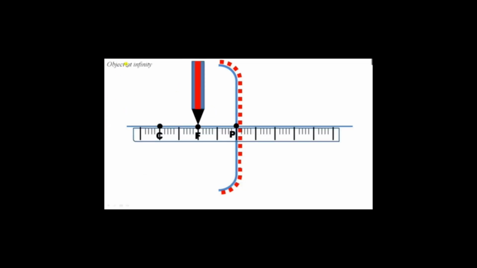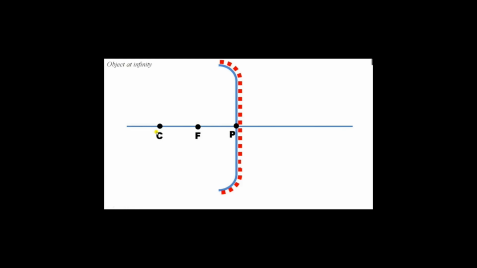The first is object at infinity. We will draw the mirror the same way: first a straight line with the bends, and we'll make the painted side with a scale. I mark the focus and center of curvature. So this is our mirror. Now I'll place the object. The object is at infinity, so we'll place the object like this.